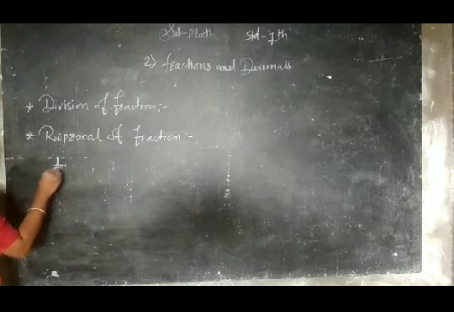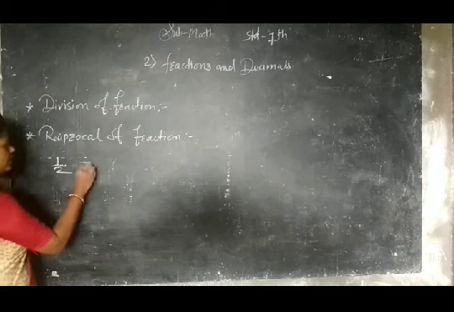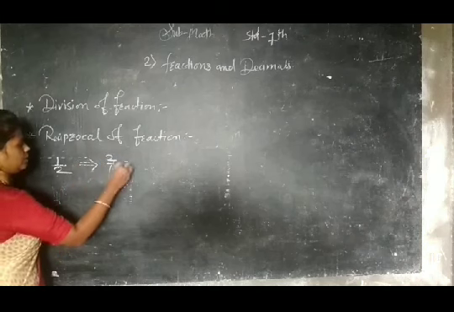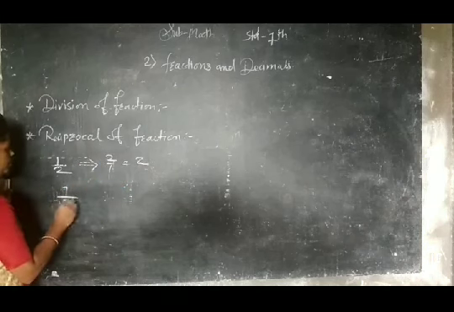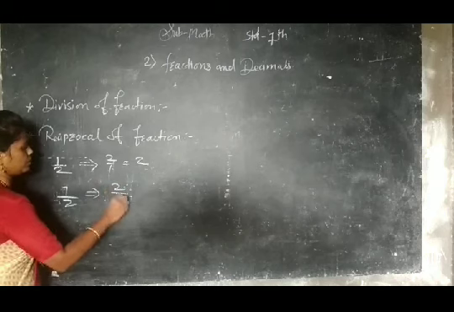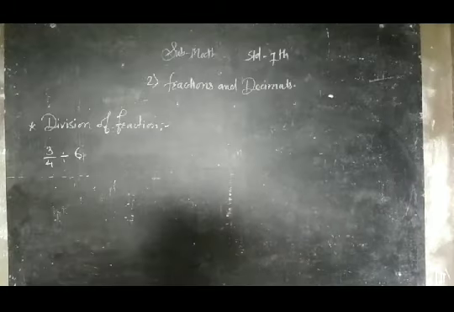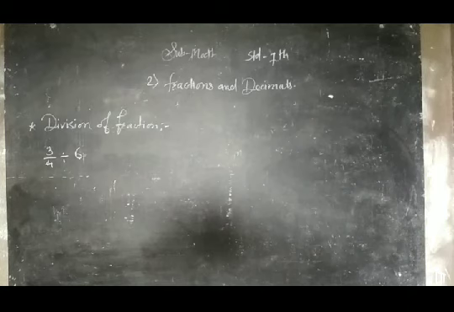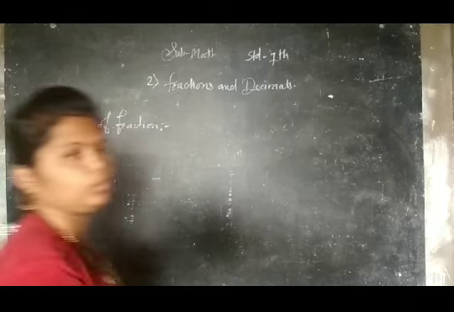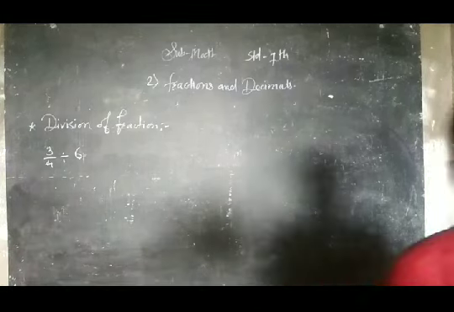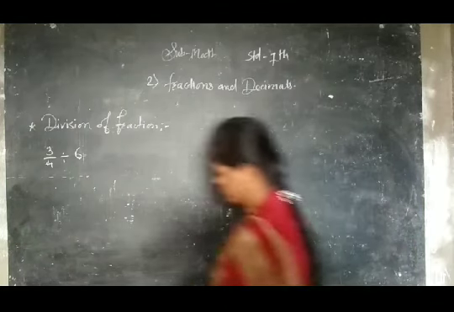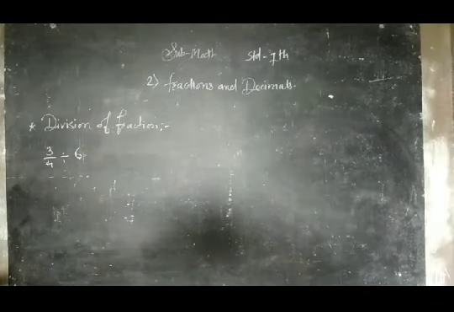You can just tell me what is the reciprocal of this one. So it's 2/1, you can write only 2. 7/2, you can write 2/7. Isn't it? Now you know what is meant by the reciprocal properly. So now we are going to start our point, division of fraction.